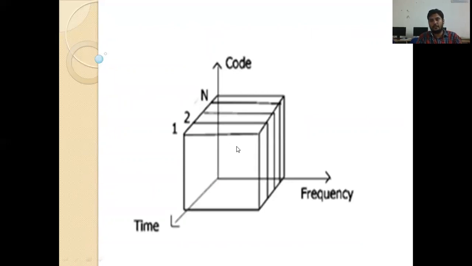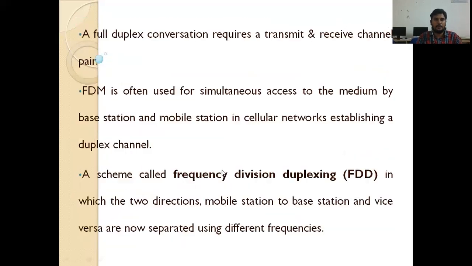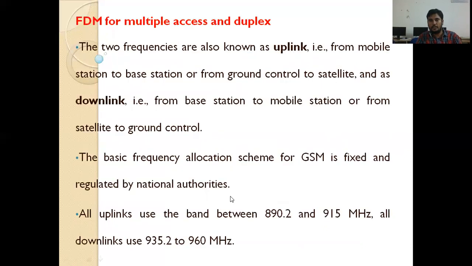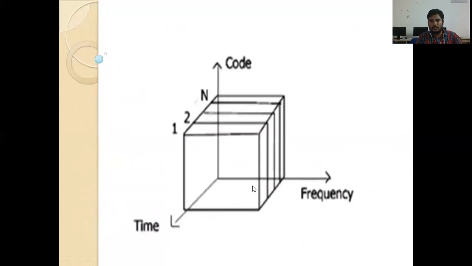So this is the diagram for the FDMA and TDMA. Time is divided. Here the axes are frequency, code, and time. This one is for time. Time is subdivided in the TDMA. Coming to FDMA, if you observe this, frequency is divided. So frequency is divided in FDMA, and coming to the TDMA, time is divided.